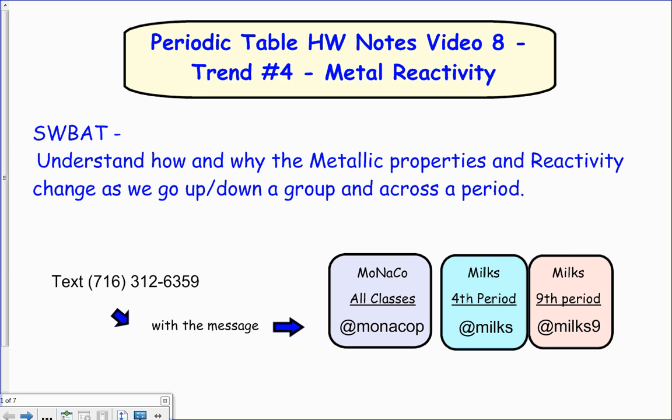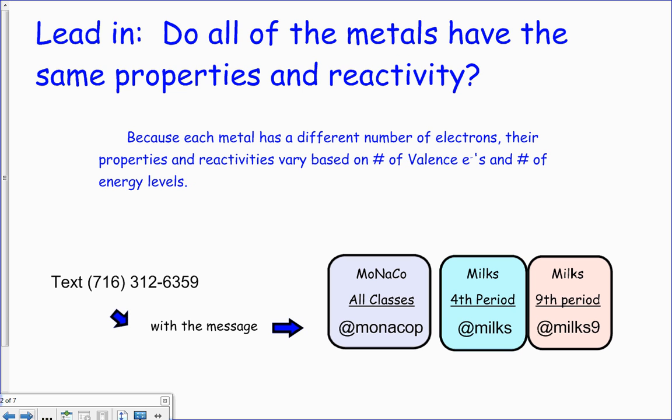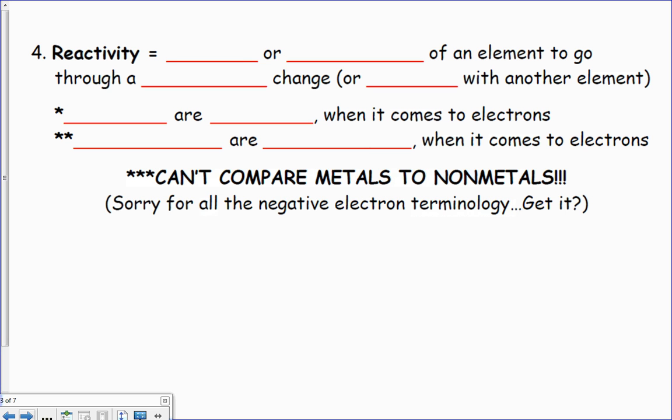Metallic properties and reactivities. How am I doing it more metallic, left and right, up and down, that kind of stuff. Do metals have the same properties? Absolutely not. Different valence electrons, different energy levels. We are going to have all sorts of different properties in our metals. So let's get on to reactivity right away. Reactivity is the ability or tendency of an element to do chemical change. We call that to react. So if I put a metal with an acid, is it going to react? Is there going to be a chemical change?